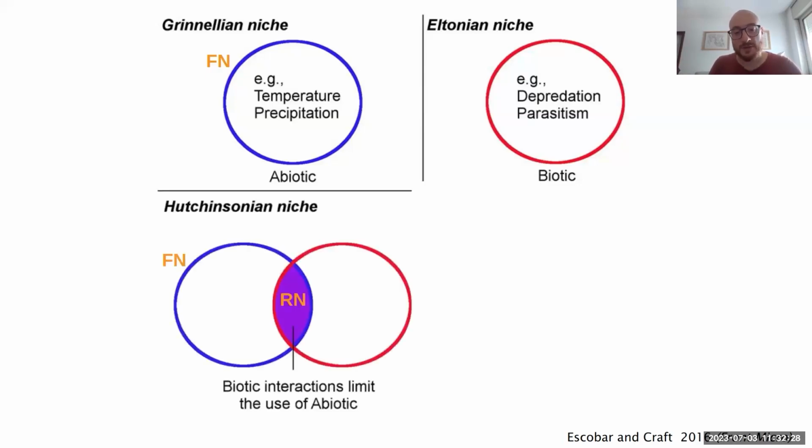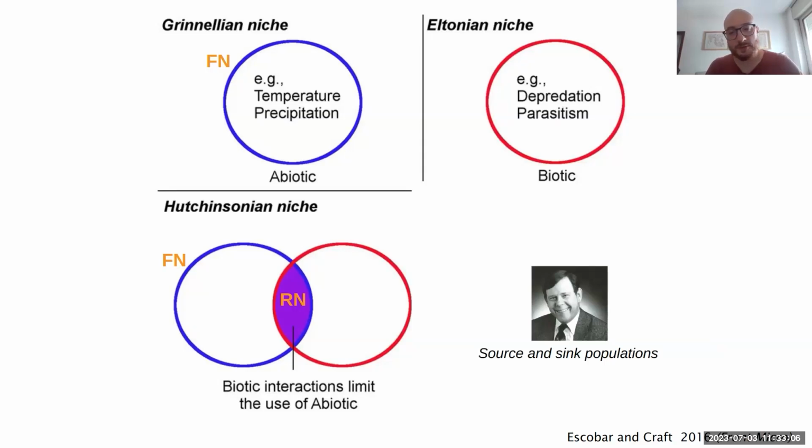And in the 50s, for the first time, Hutchinson provided the first synthesis, putting together the fundamental and the biotic niche, and identifying in the overlap between the two the realized niche of the species, which are those environmental conditions where the biotic interactions allow the species to exist and spread. But we are still missing a piece of the jigsaw in this representation of the niche.